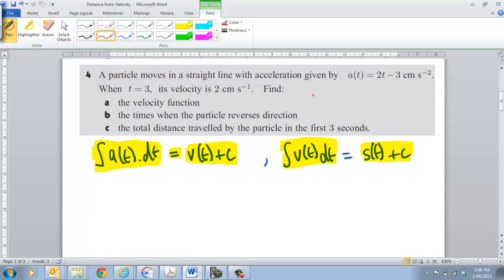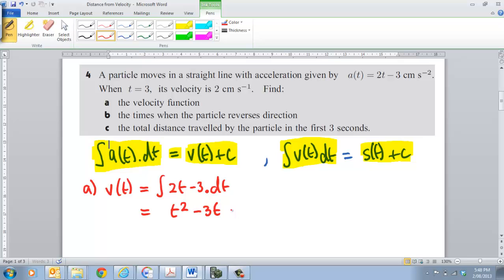All right, so here's a particle that's moving with an acceleration given by that. Now the first thing that I need to do in part A is to find the velocity equation. So let's do that by integrating this function here. So that's going to be 2t take 3. Now we're integrating with respect to t. So that's going to give me something like 2t squared all over 2. Now the 2's will cancel out and leave me with t squared. And then that will be take 3t, and because it's an indefinite integral, we have to put our c value in there.